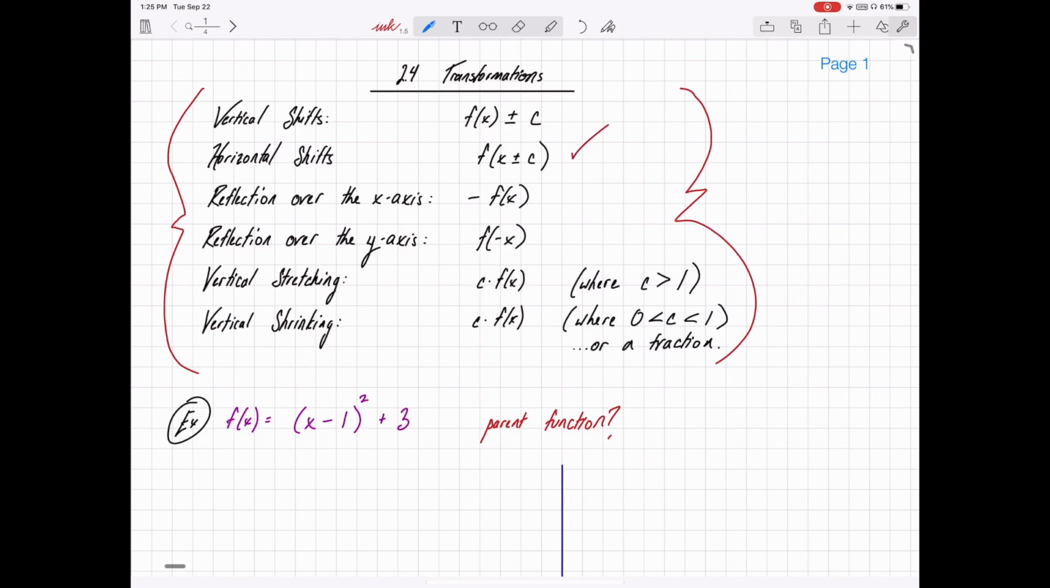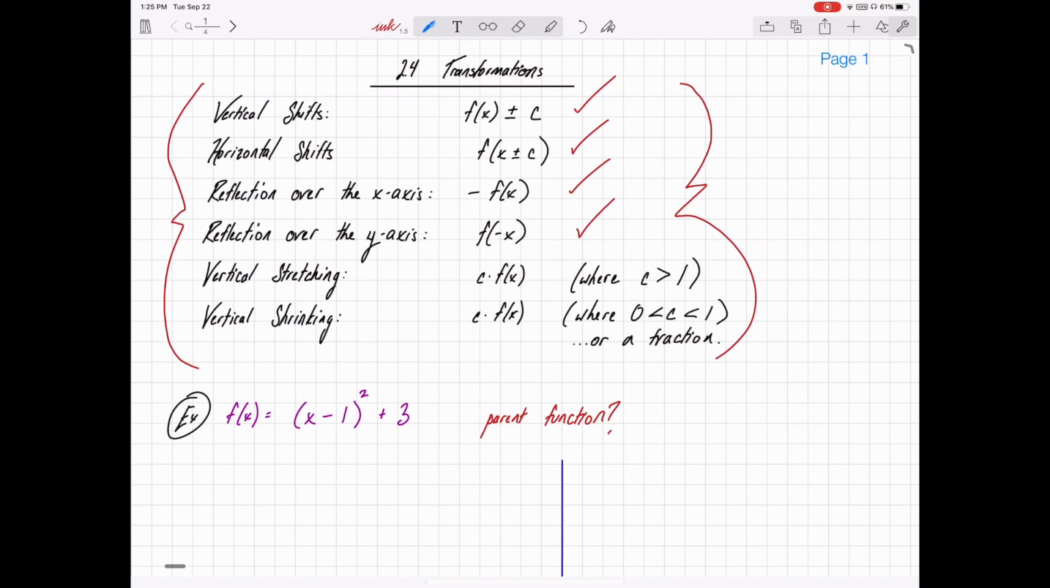So I'm looking at this now. Reflections are on the outside of the function. Over the y-axis, there's going to be a negative x inside the function. Vertical stretching occurs when you have a c value multiplied by the function. And vertical shrinking is going to be where that c value is between 0 and 1, so it's a fraction. And these are much easier to work with rather than talk about, so we're going to go straight to the examples.